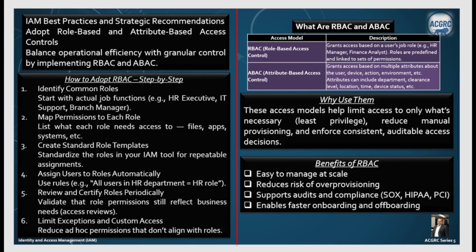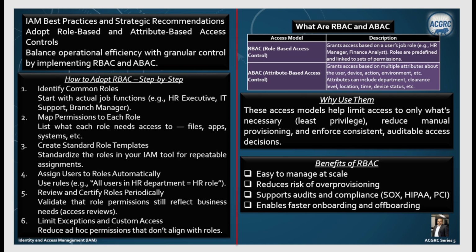Next, let's look at RBAC and ABAC. We discussed this in our earlier videos, but let's do a refresher here. IAM best practice and strategy recommendation adopts role based and attribute based access control. Balance operational efficiency with granular control by implementing RBAC and ABAC.